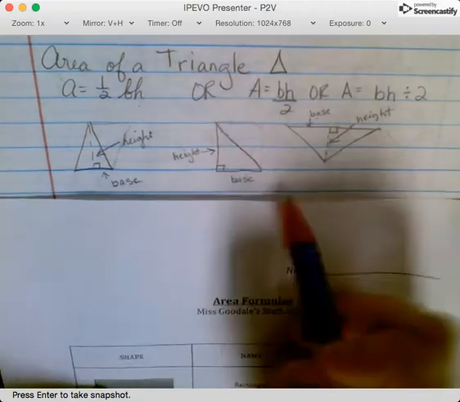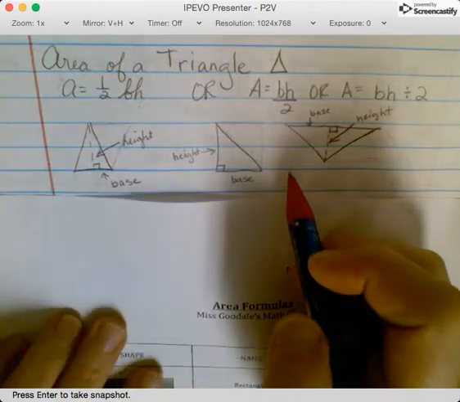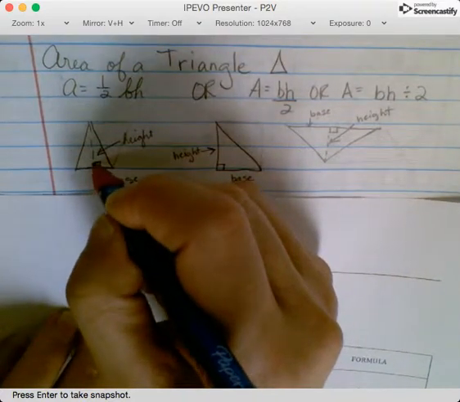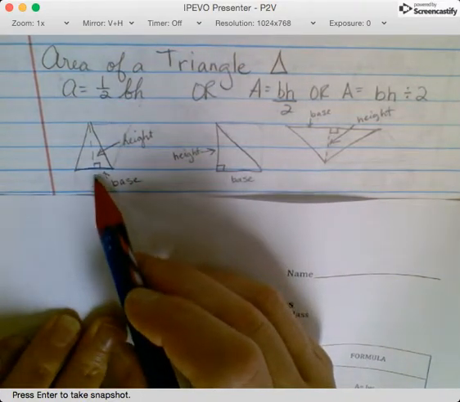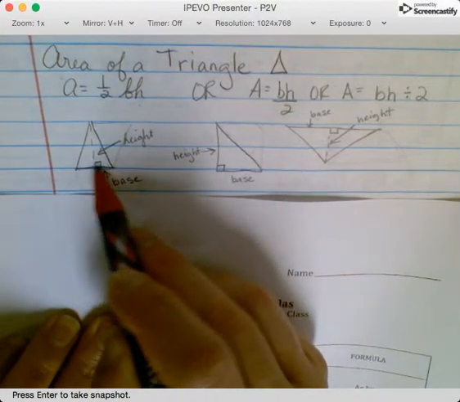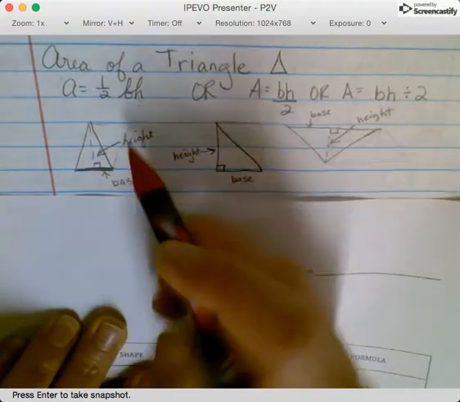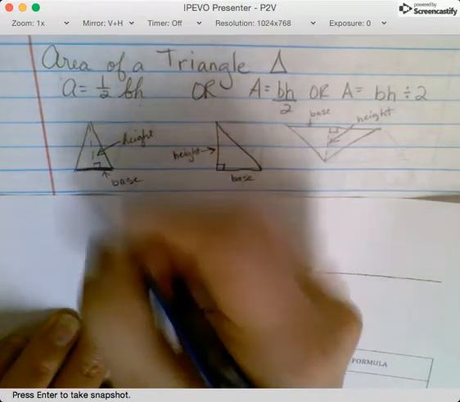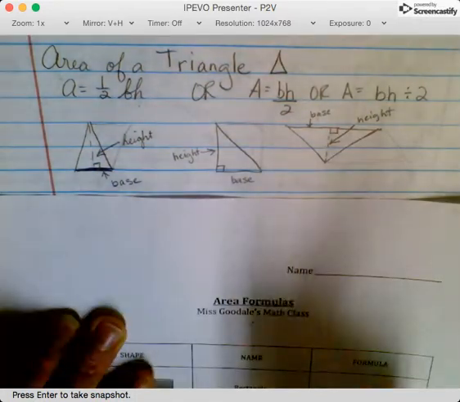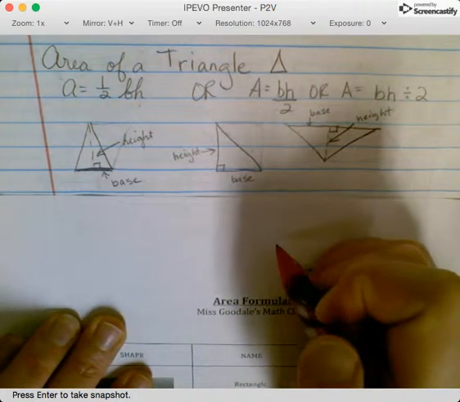And if you look at my drawings here, again, your height is coming from a right angle away from the base. So your base is your side that has the right angle coming up from it to the other. And that's why you will see that little box drawn on the corners there.